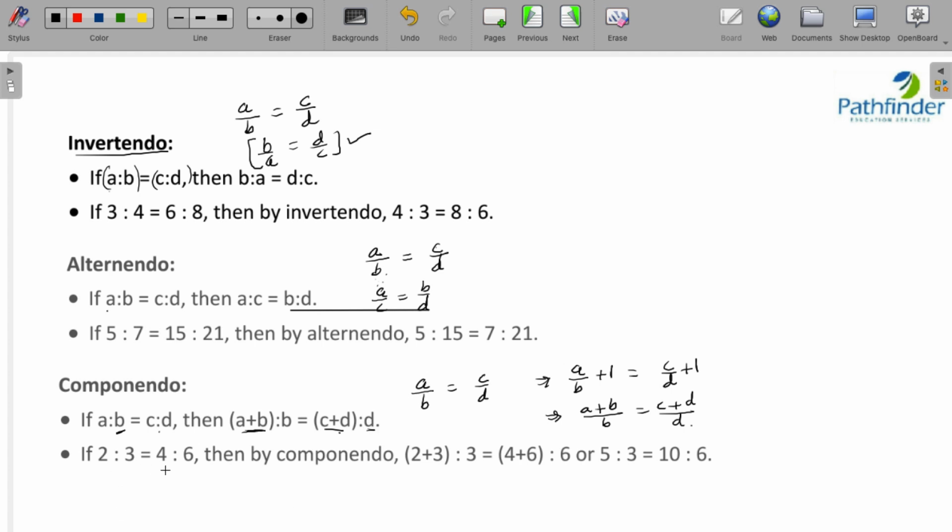So if 2 is to 3 and 4 is to 6, these are equal, these are in proportion. So what can we do? Numerator plus denominator, 2 is to 2 plus 3 as to 3, and 4 plus 6, that is 10 as to 6. So 5 is to 3 and 10 as to 6, they remain equal. This is componendo.